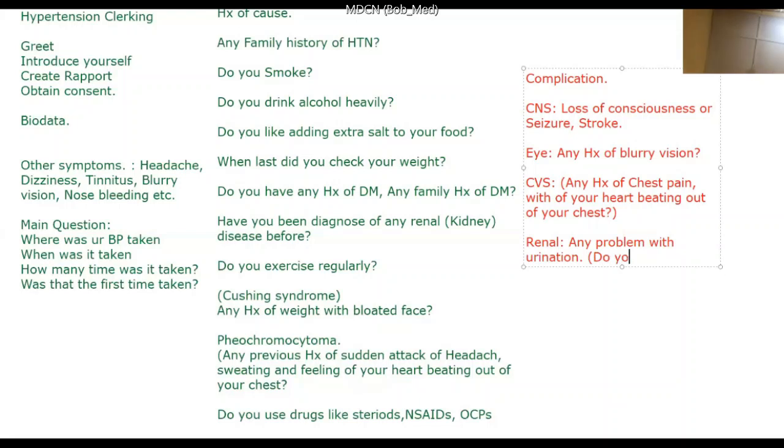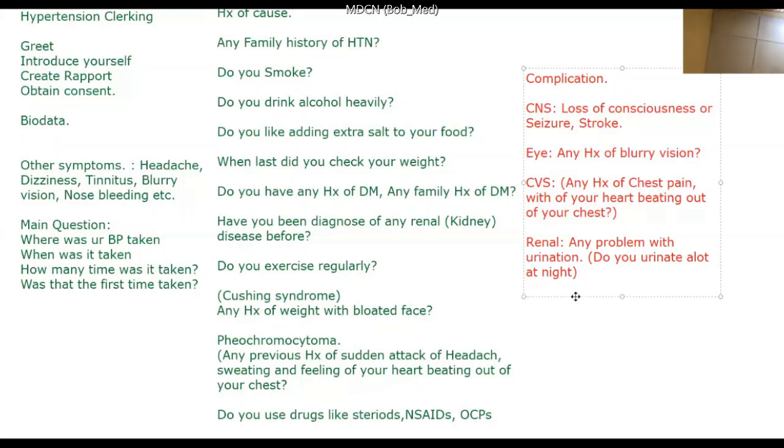Do you urinate a lot these days or at night? Let's say at night, to rule out what? Nocturia. You might also want to rule out things like polyuria also. How many times do you urinate in a day? How many times do you wake up at night to urinate? Are you getting me? Any weakness, any flank pain.